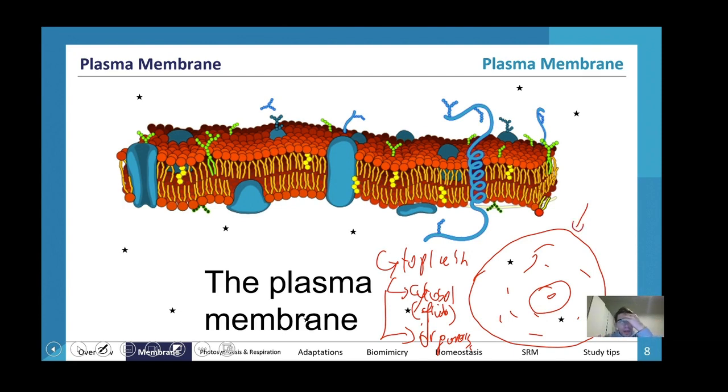The plasma membrane itself maintains the structural integrity of the cell. So it has a really important function. On top of that, it also controls the materials that can come in, but also out of the cell. So as you can see, it plays a really important role for a cell.